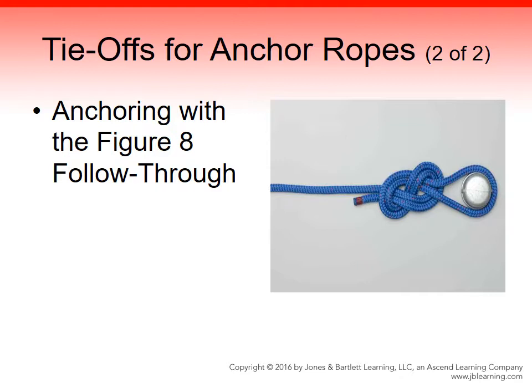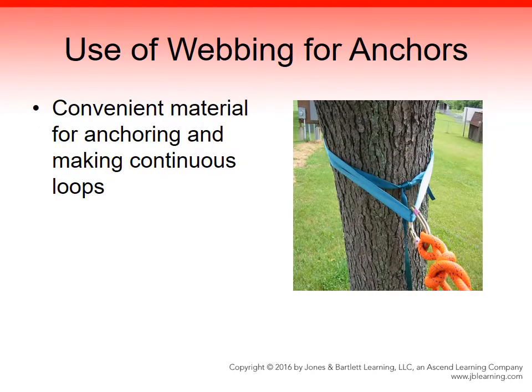It may be preferred when lighter loads will be in place on the anchor system because of it being quicker to tie. Now this can also be used when the loop of rope cannot be placed over the top or around the ends of the anchor point, but must be tied around it. Webbing is a convenient material for anchoring.